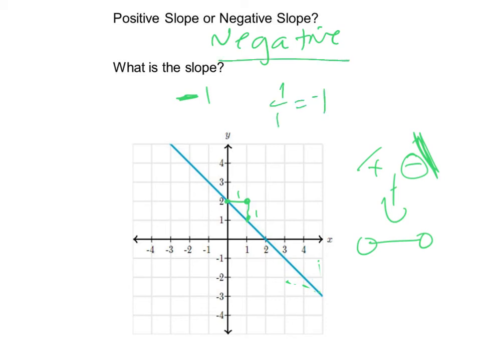I know it's negative, so I put my negative. Or I know if I'm going up, it's positive. If I'm going to the left, it's negative. So you can look at it that way too.